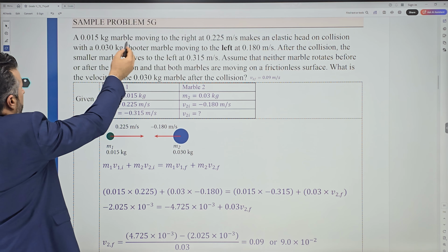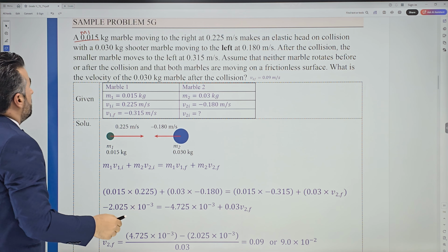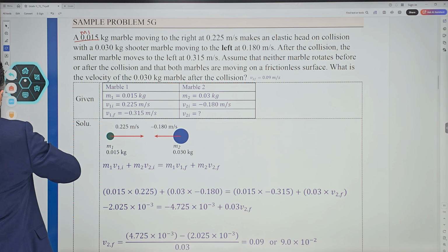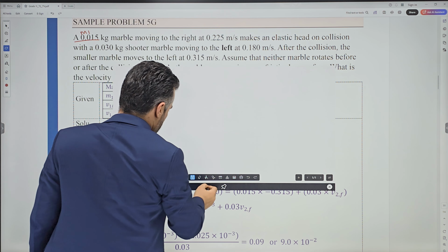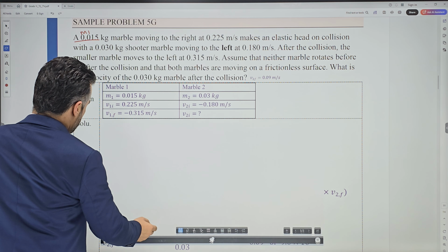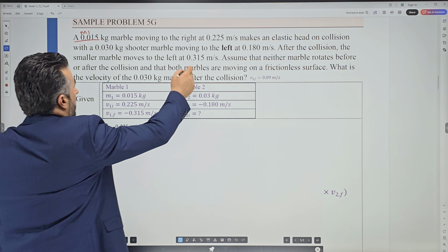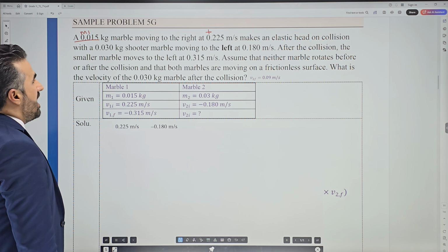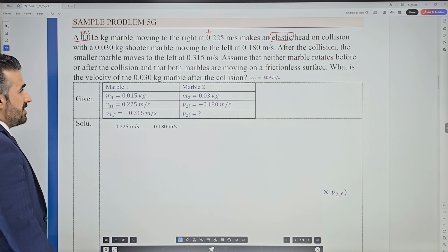Okay, so we have a 0.15 kilogram marble, which is going to be the mass of the first object. Let's solve this question too. It is moving to the right, so positive, with a velocity of 0.025, and makes an elastic head-on collision. So the type of collision is elastic, where kinetic energy is conserved.